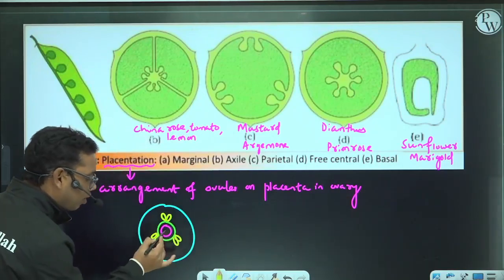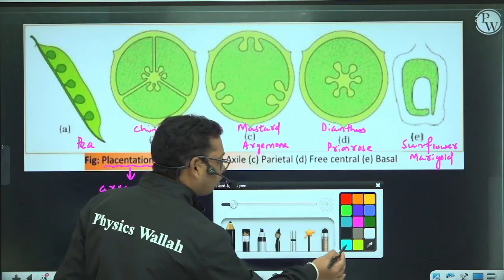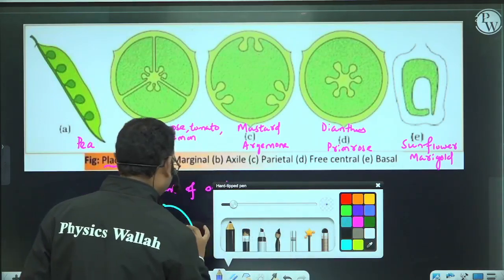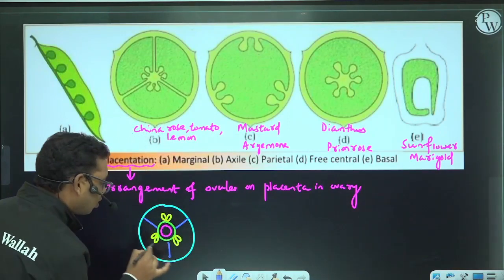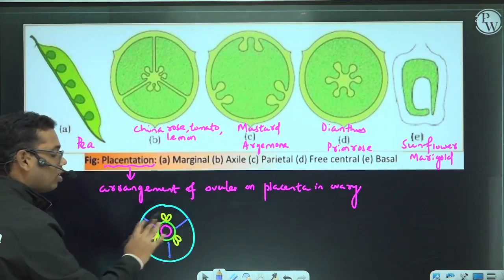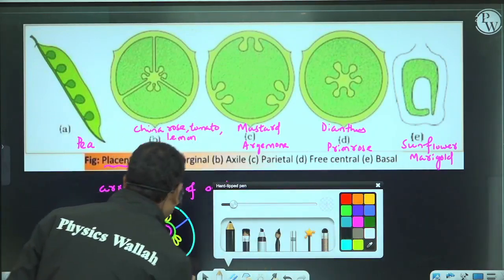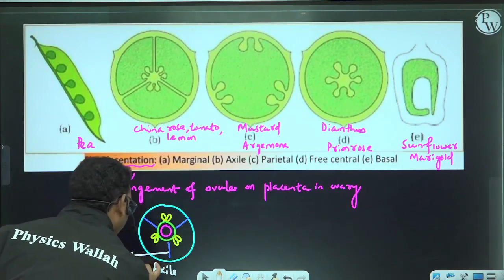Okay, central axis, placenta. Okay, these are the ovules, and here there will be septum. So these are the septum. So this is one chamber, this is another chamber, this is another chamber. So this is trilocular condition, and this is called as axial placentation. What do you call this as? Axial placentation. Okay, this is placenta.